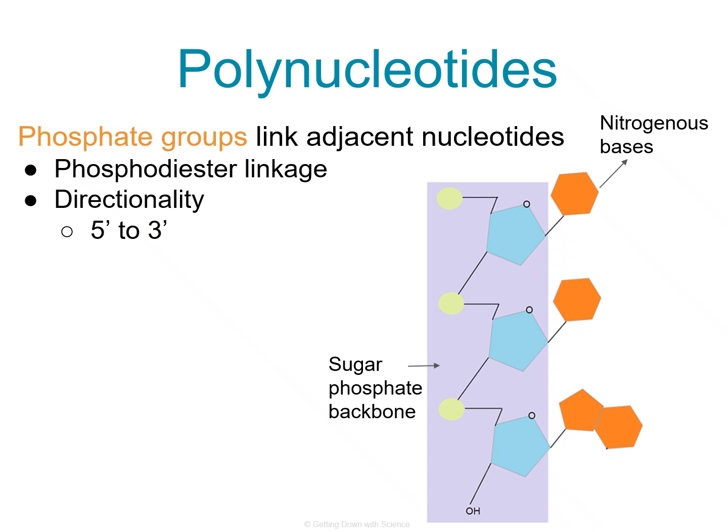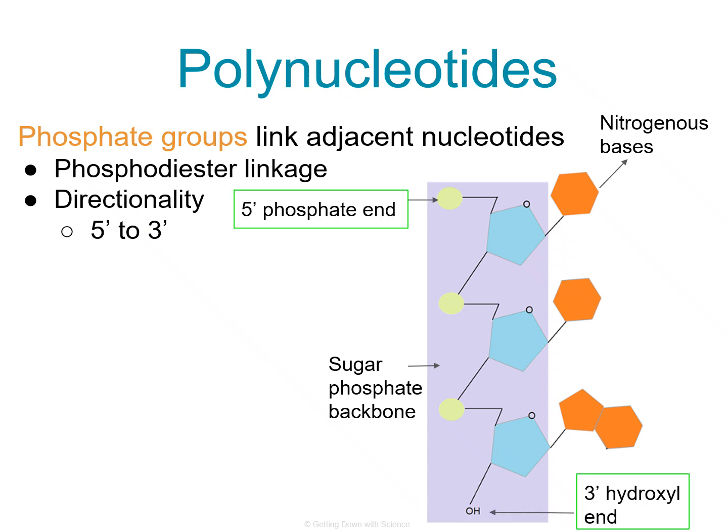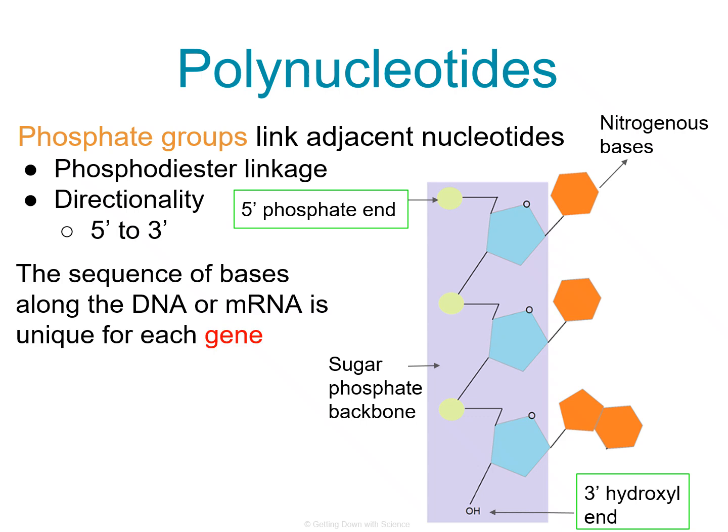So we have a nitrogenous base, a sugar phosphate backbone, and the 5' phosphate end, and then we have a 3' hydroxyl end. This will come up later, but I want you to look at this now and see, and we'll come back and make connections later in different chapters. But it is very important that we have a 5' phosphate end and a 3' hydroxyl end. The sequence of the bases along the DNA or RNA is unique for each gene.